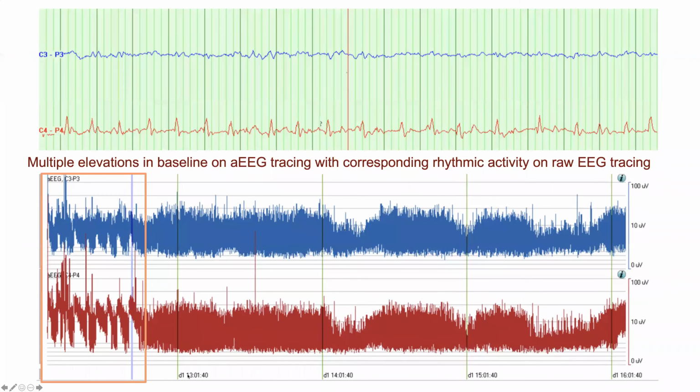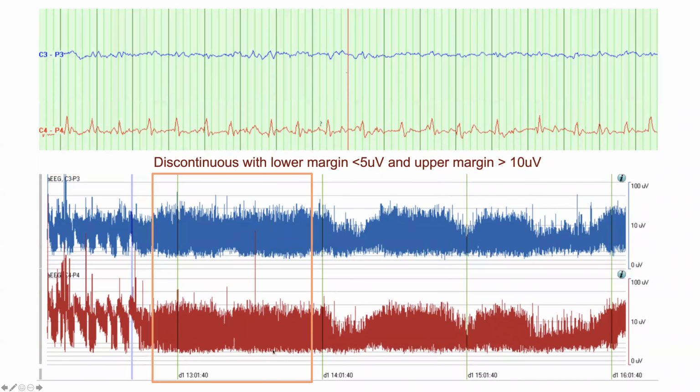So as you had identified, the section in orange represents seizures. You could actually see from the raw tracing that there was an elevation here, and on the raw tracing you see corresponding rhythmic activity on the raw EEG. And then when you look at this section here, you see discontinuous background, where the lower margin is less than 5 microvolts and the upper margin is greater than 10 microvolts. So that was the correct answer.